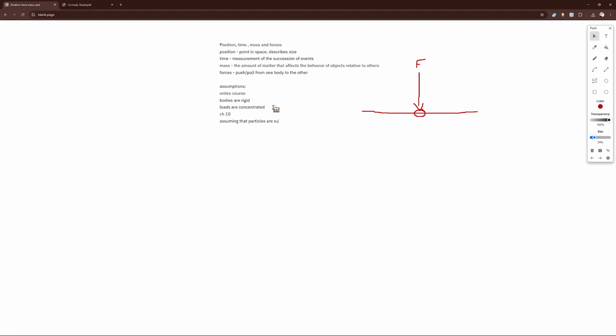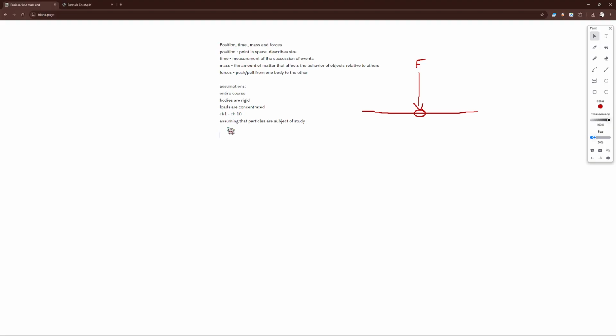Particles are the subject of study. That means it has mass, but the size is negligible. So we don't care about the size of what we are studying. That assumption runs from chapter 1 to chapter 10. Okay, so that is the introduction to the course.